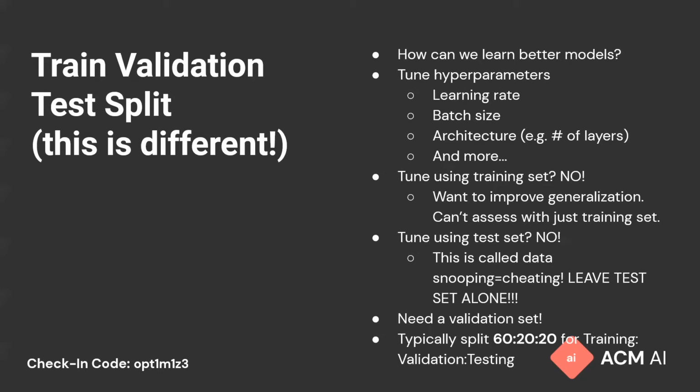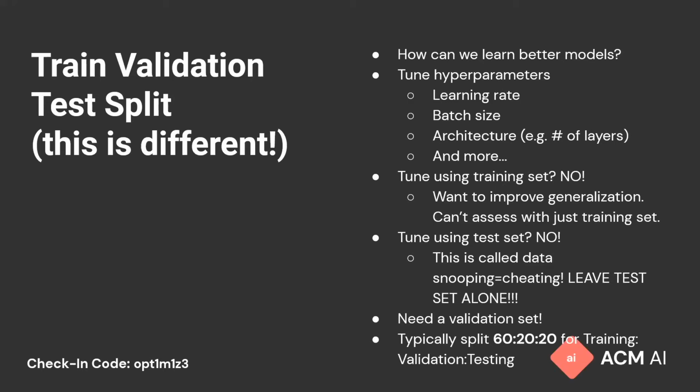Could we tune our hyperparameters by looking at how our model is performing on our training set? Well, obviously no, for the same reason why we have a test set, right? Looking at our training set gives us no clue about how well our model actually generalizes to unseen data. So looking at our training set is not a very good idea if we want to pick better hyperparameters.